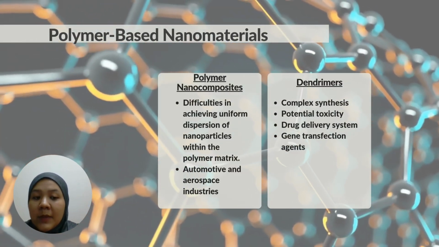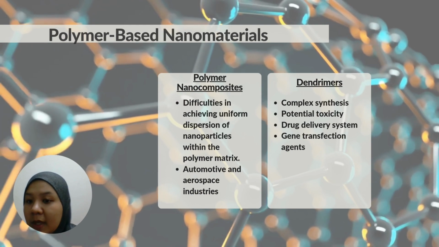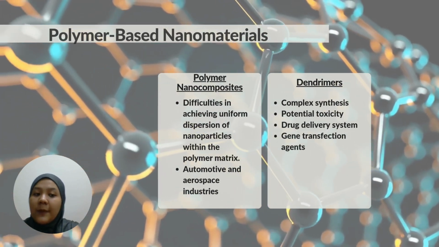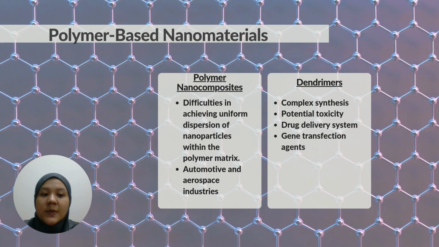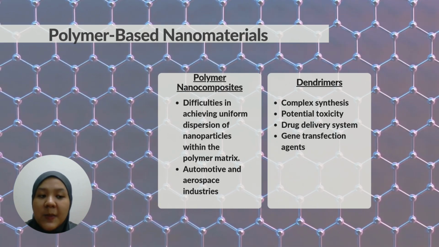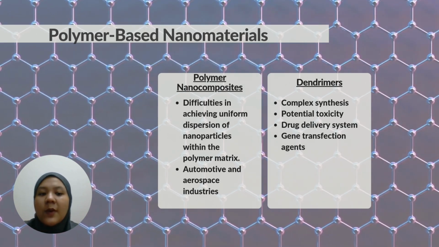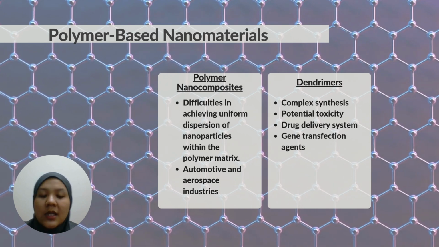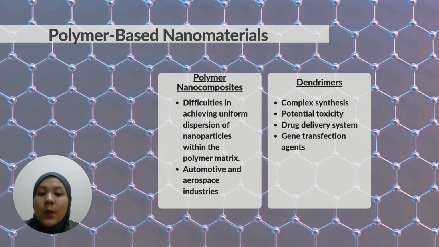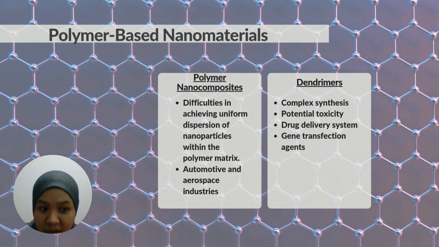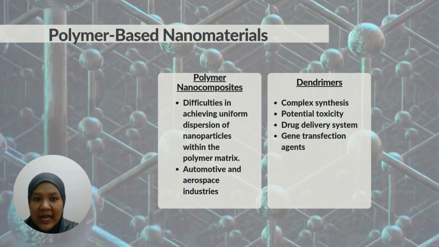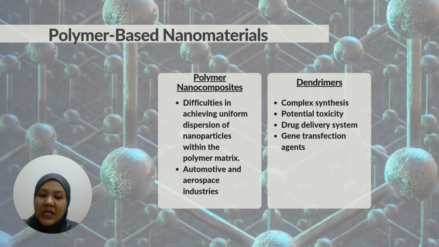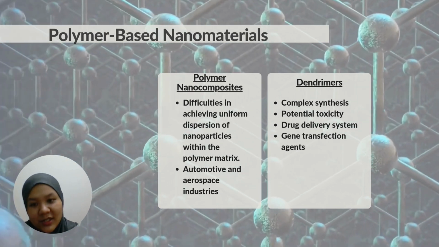Lastly, let's look at polymer-based nanomaterials, such as polymer nanocomposites. These consist of polymers with dispersed nanoscale fillers like clay or carbon nanotubes. They are used in the automotive and aerospace industries, but achieving uniform dispersion of nanoparticles is difficult. And lastly is dendrimers. With their highly branched, tree-like structure, dendrimers are used in drug delivery systems and as gene transfection agents. Their complex synthesis and potential toxicity are key limitations. That is all for me.